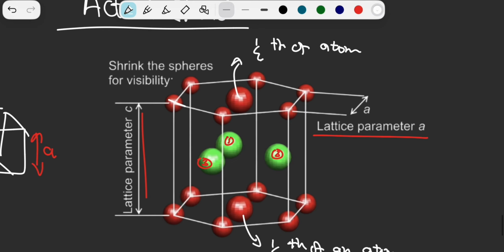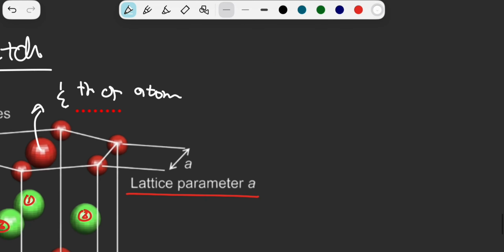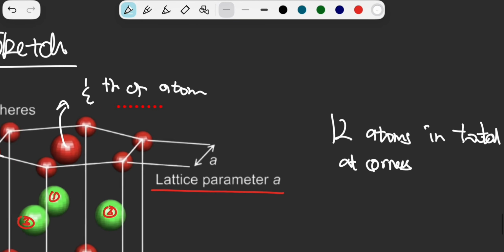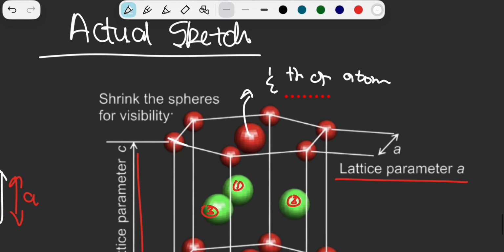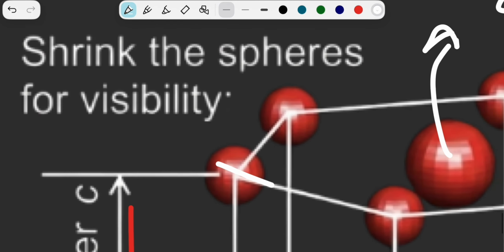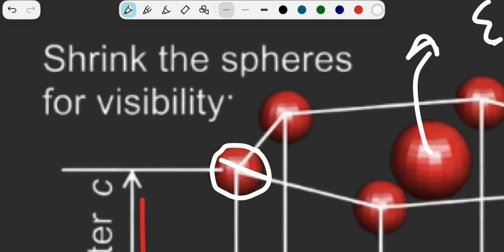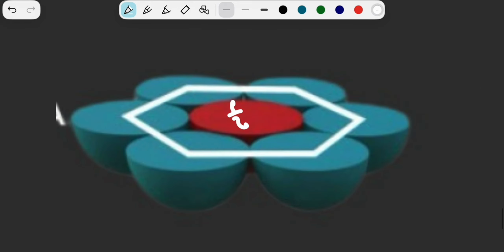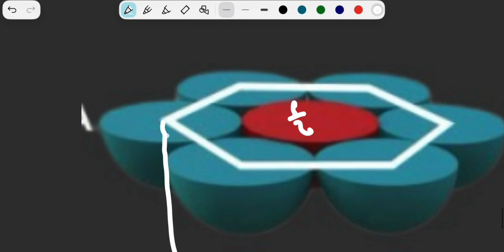It's important for us to study what's happening at these corners. We have 6 atoms on top, 6 atoms on the bottom, so we have 12 atoms in total at corners. Then if you analyze one atom, remember it's going to be sliced in half like this. If sliced in half, this is what you're going to have. But you can see that if you draw a line going down like this, not all of this atom is going to be inside this unit cell.